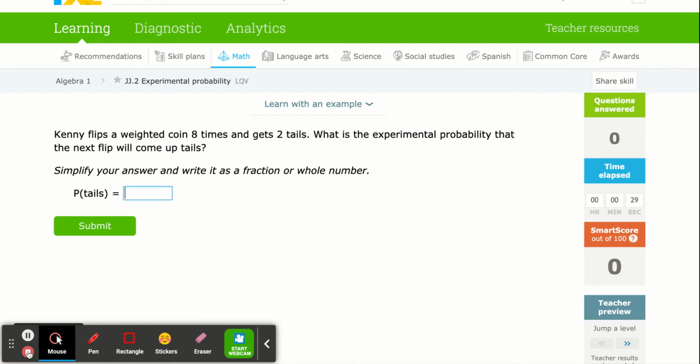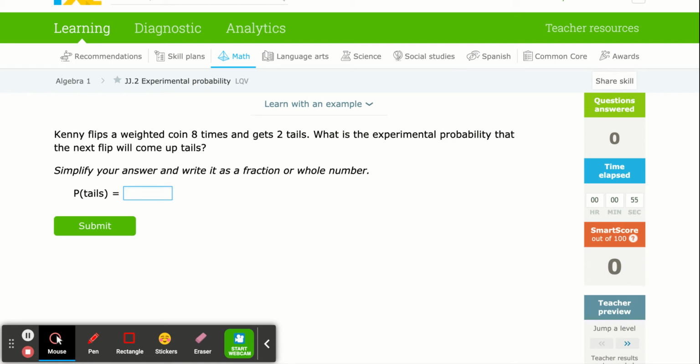Let's talk this way. In this class, we're going to talk about experimental probability. Experimental means that we don't know exactly what the chances are of getting a heads or a tail because the coin is weighted. And weighted means it's not evenly matched. Heads might be more likely than tails, or tails might be more likely than heads.